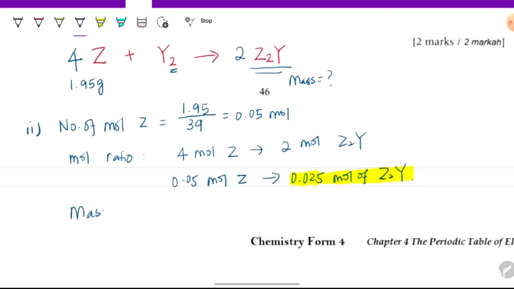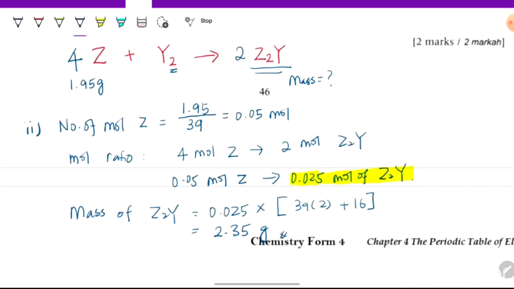Mass of Z2Y is mole 0.025 times molar mass of Z2Y. Z is 39 times 2 plus Y is 16. Use your calculator and you'll get 2.35 gram. So this is your answer. The unit must be stated in your final answer.